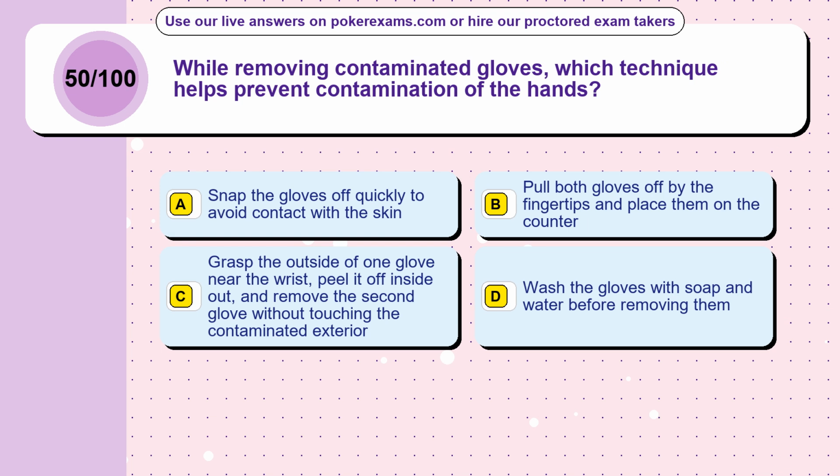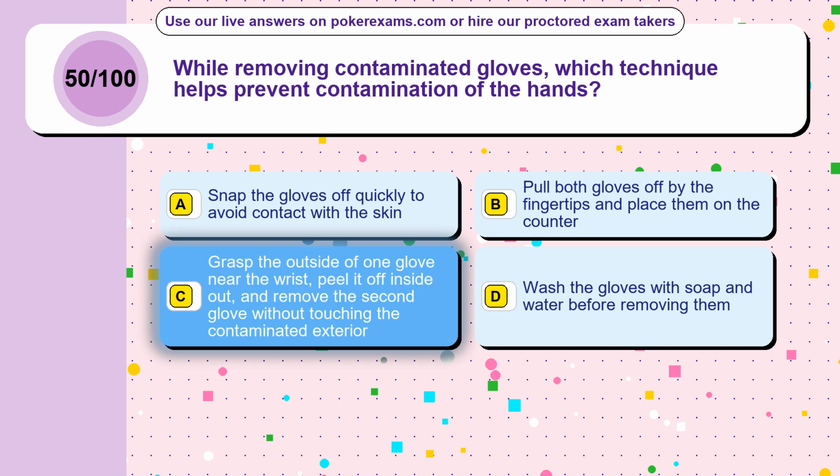Question 50. While removing contaminated gloves, which technique helps prevent contamination of the hands? Option A. Snap the gloves off quickly to avoid contact with the skin. Option B. Pull both gloves off by the fingertips and place them on the counter. Option C. Grasp the outside of one glove near the wrist, peel it off inside out, and remove the second glove without touching the contaminated exterior. Option D. Wash the gloves with soap and water before removing them.